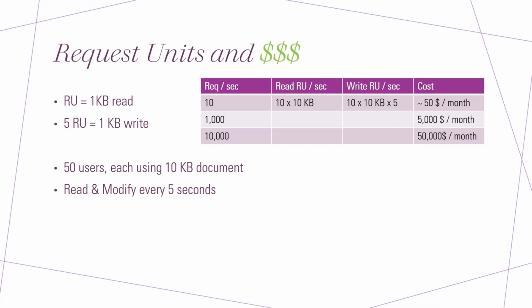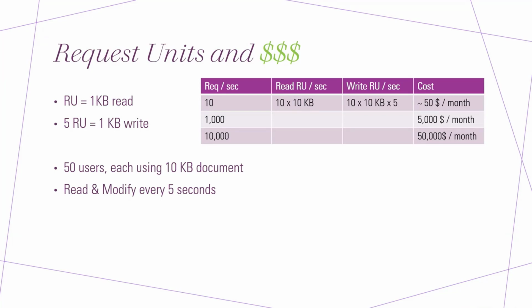Now, the reason this matters is because you are charged on the number of request units per second that you use. There's a bunch of other things going on, and there's a lot more complexity in the billing, but the basic idea is that you're paying per capacity, request units per second. Now, let's say that I have 50 users, each of them with 10 kilobyte documents. Each of them are reading, modifying every 5 seconds. So this is, again, 50 users in a chat room.